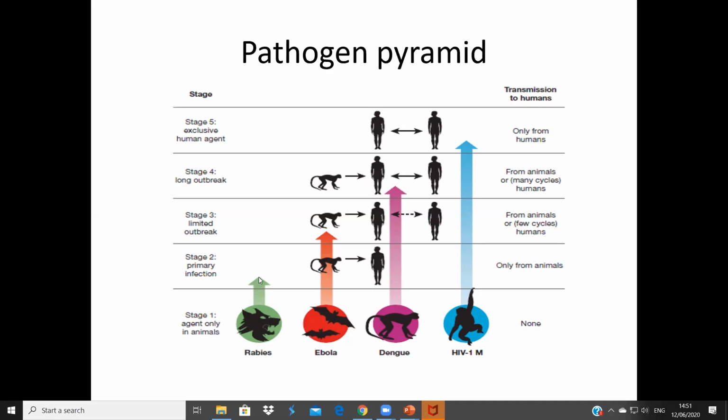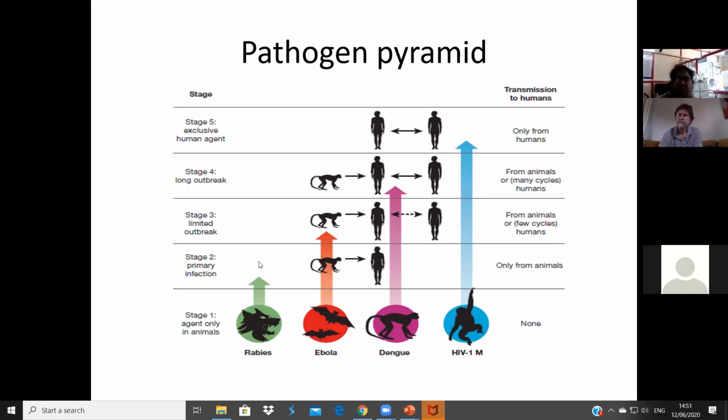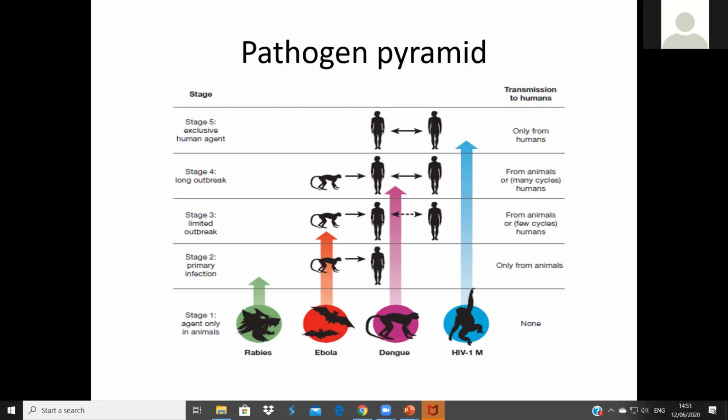So rabies, if it causes infection in human beings, then human beings become dead host. No more further transmission. Second was this Ebola example, where from animals it goes to humans, but then for some time it can be transmitted from human to human, a limited outbreak. Now when COVID-19 started, people thought that probably there will be limited outbreak, transmission, and then the disease will die, but that didn't happen.